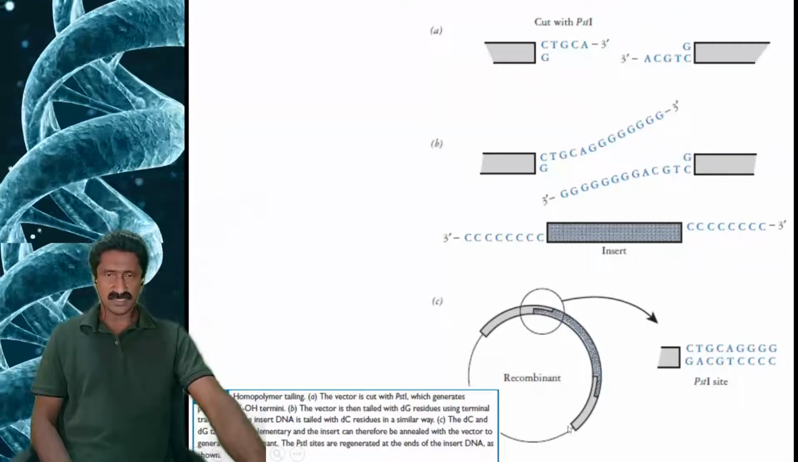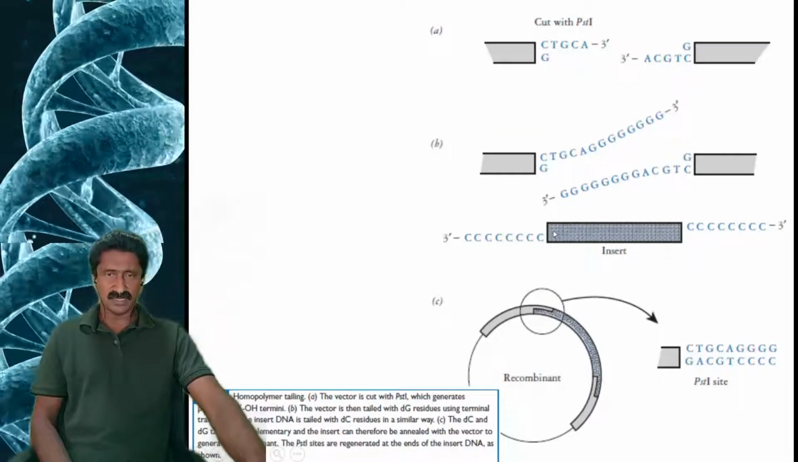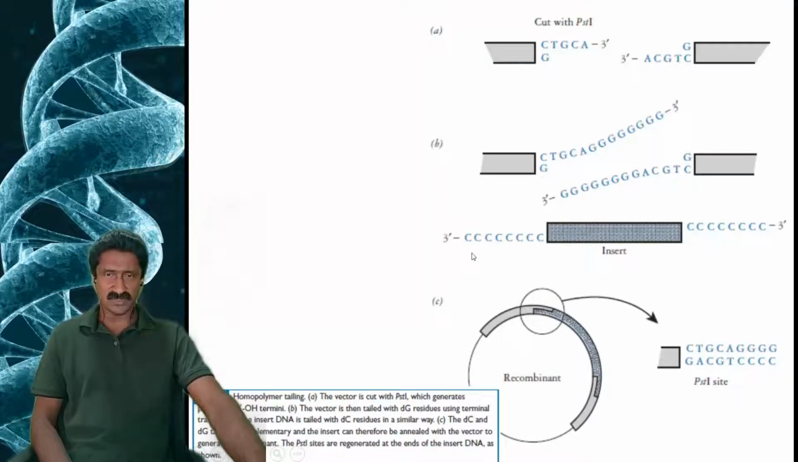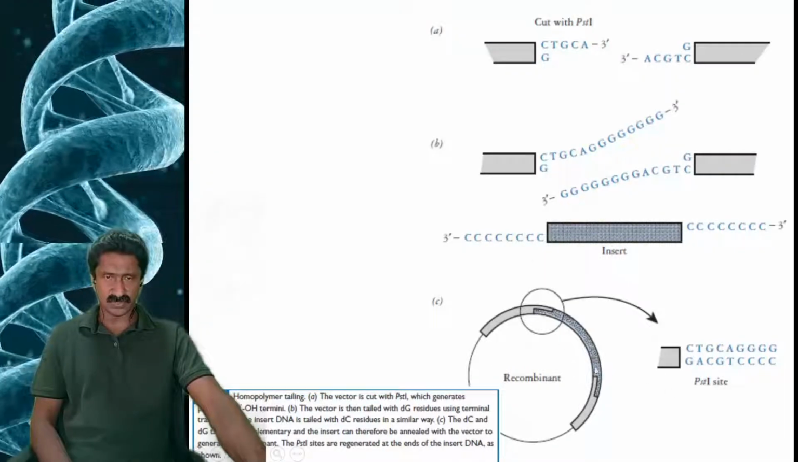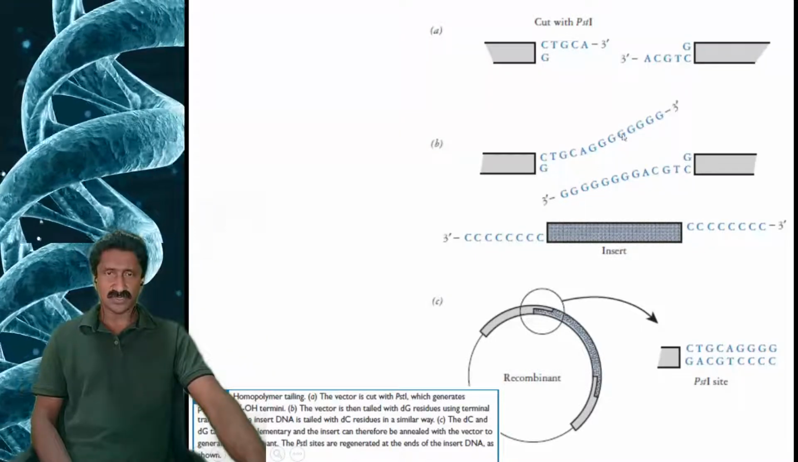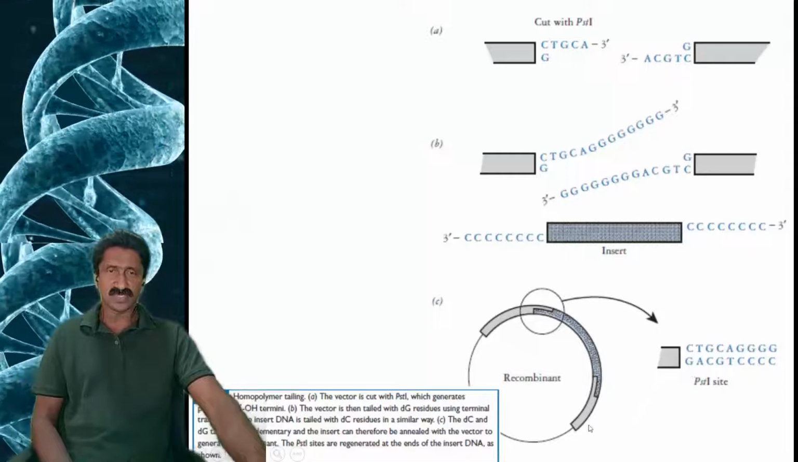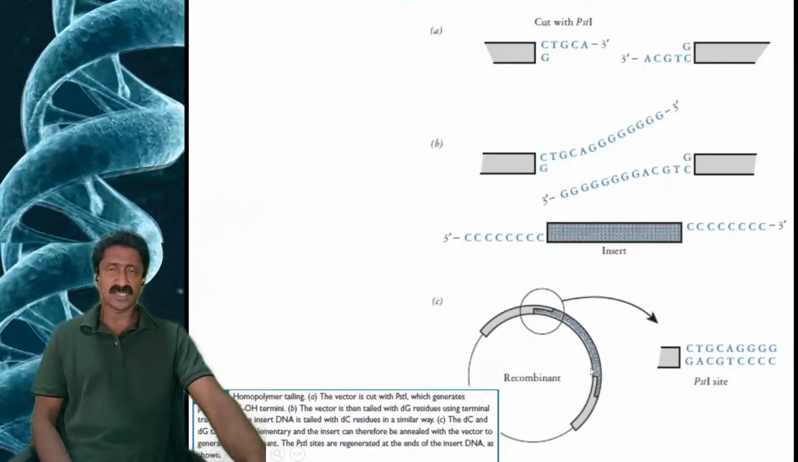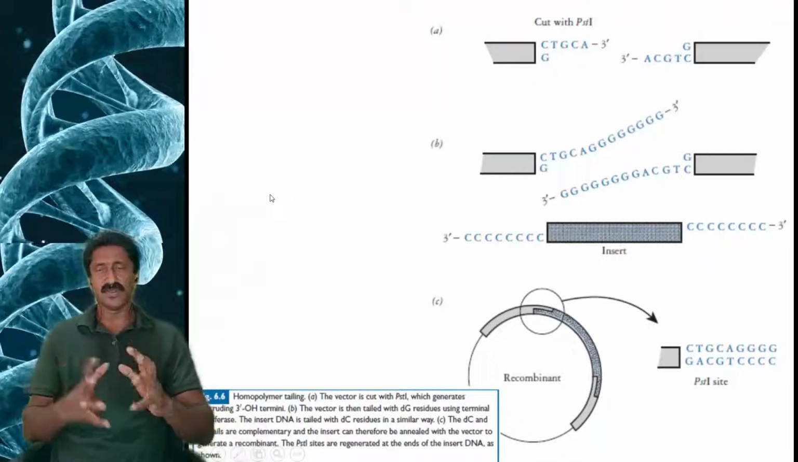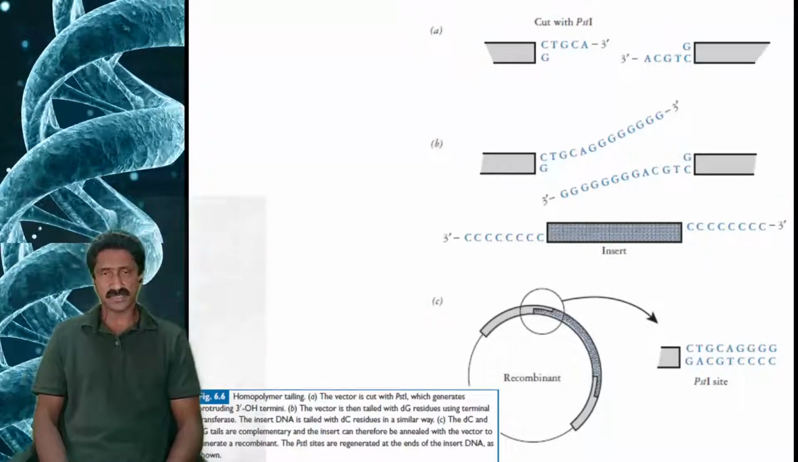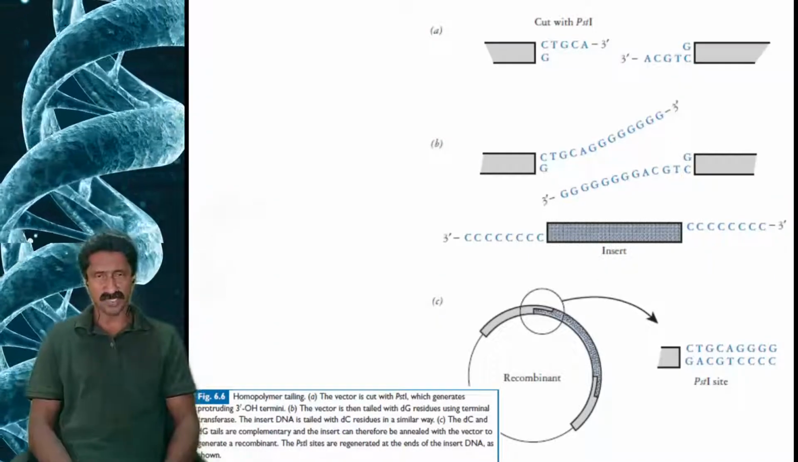This is the vector, and the DNA insert with poly C on both ends is this one. So this can be joined. This G and C can be paired. This G and this C can be paired. So that results in circularization and successful recombination of the vector and the insert. So this is about the homopolymer tailing.